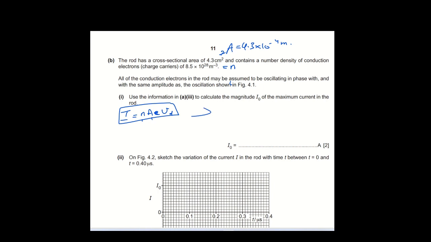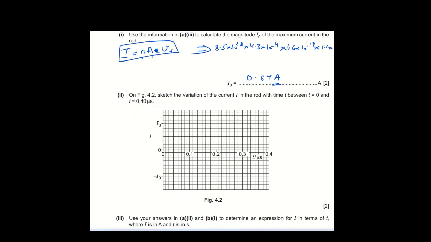So on substitution we will get n is 8.5 into 10 raised to power 28 multiplied by 4.3 into 10 raised to power minus 4. Charge is 1.6 into 10 raised to power minus 19. And drift velocity we have calculated, 1.1 into 10 raised to power minus 7. On solving this equation, you will get I naught is equal to 0.64 ampere.